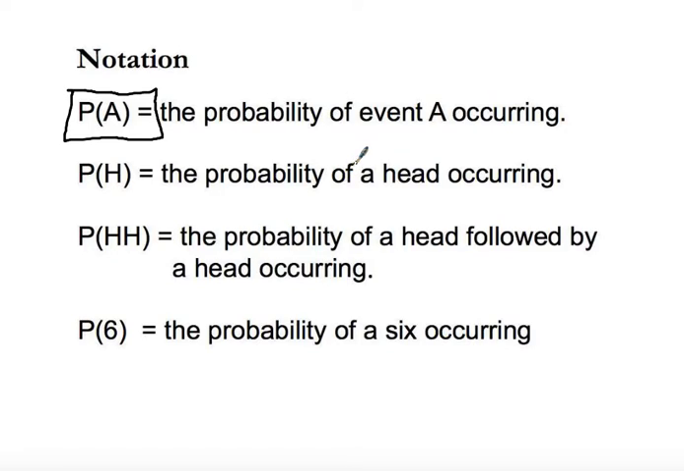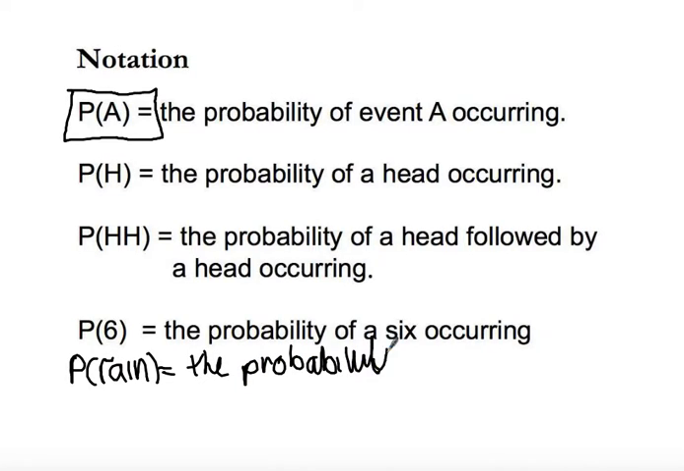So P(A) is the probability of the event A occurring. P(H) could be the probability of a head occurring. P(HH), probability of a head followed by a head occurring. P(6), probability of a 6 occurring. One that occurs to me now, P(rain), could be the probability that it rains on a certain day. Okay, so it's really important because we will be using certain notation to describe events, and then we need to use different notation to describe when we are going to give the probability of that event.